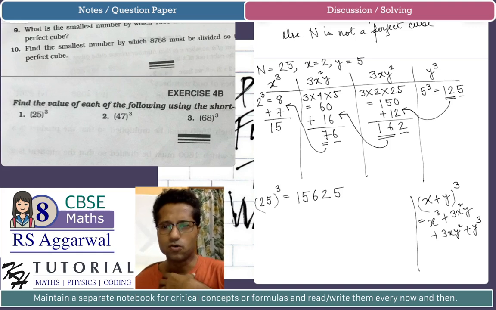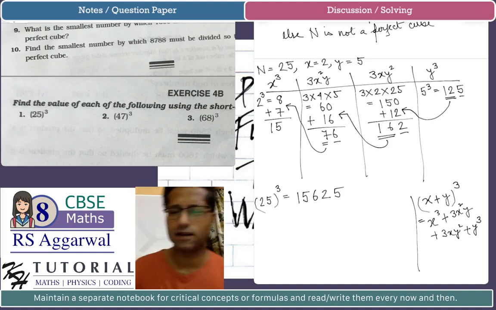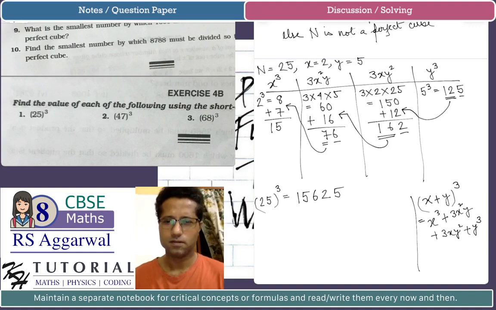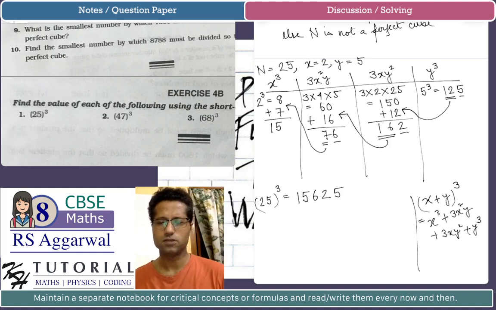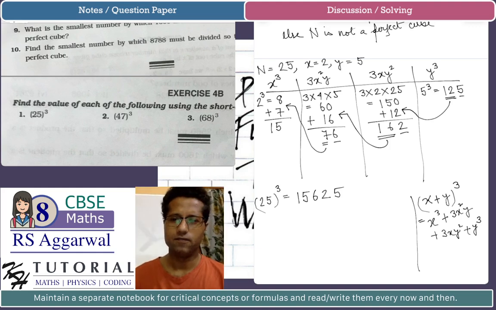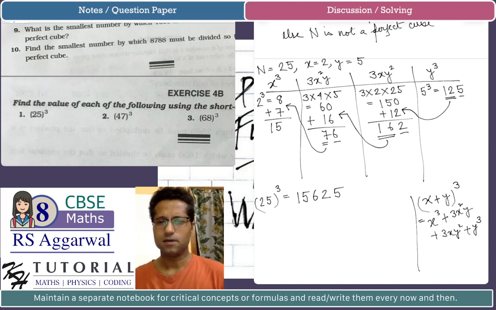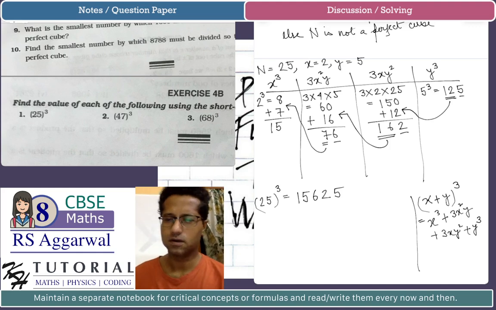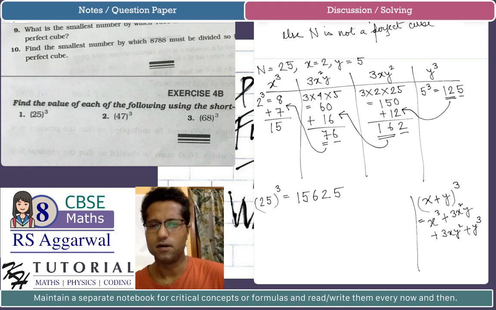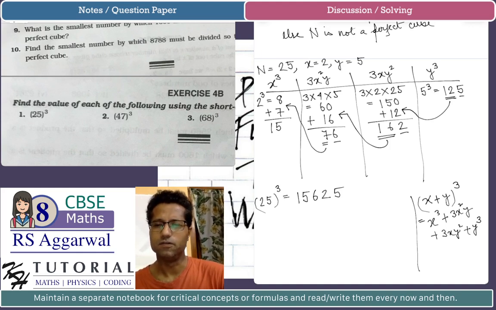Okay, I hope the steps were clear. You understood the steps, how to find it. So you have to create 4 columns with x cube, x and y. This column method to find the cube of a number only works for 2-digit numbers, where in that number x is the digit at the tens place, y is the digit at the units place. Then you create a table with 4 columns with the heading names. Leftmost will be x cube, the second column will be 3x square y, the third column will be 3xy square, and the fourth column will be y cube.